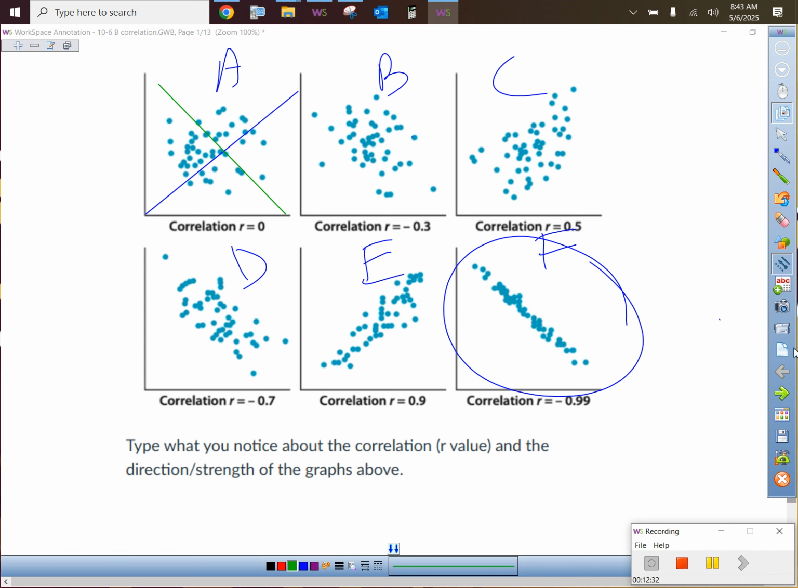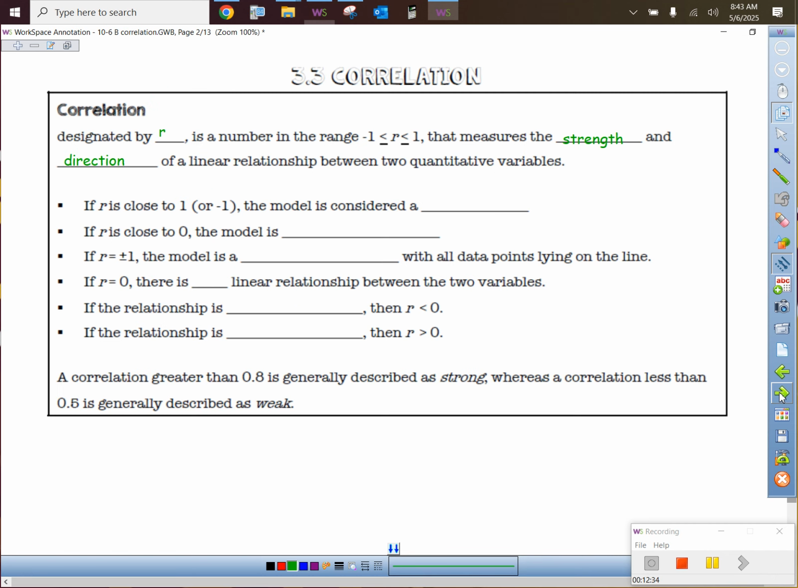All right. So we got done playing our game, and it's about correlation. Correlation is your R value, my friend. So we're down in the bottom of that worksheet, that little tiny chart. R has to be between -1 and +1, and it measures the strength and direction, which, if you were in class, we played this game, we're pretty good at. We did the strength and direction game, and negative means it's going down from left to right, and positive means it's going up. So if R is close to 1 or -1, the model is considered, what would you say?